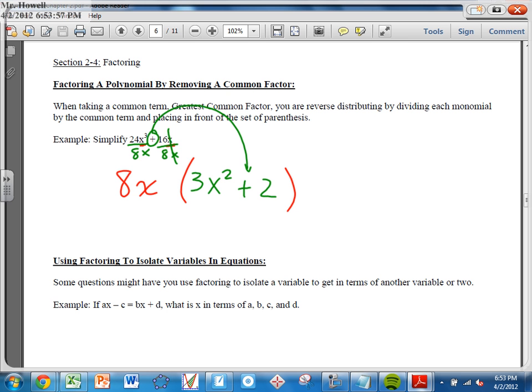And go ahead and check. FOIL, distribute back out, and what you're going to notice here is that you do get back to 24x cubed plus 16x.